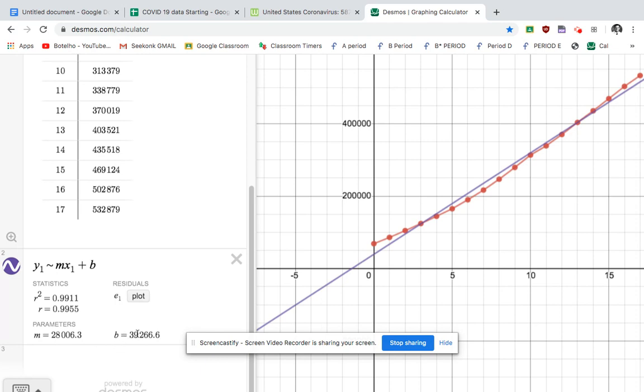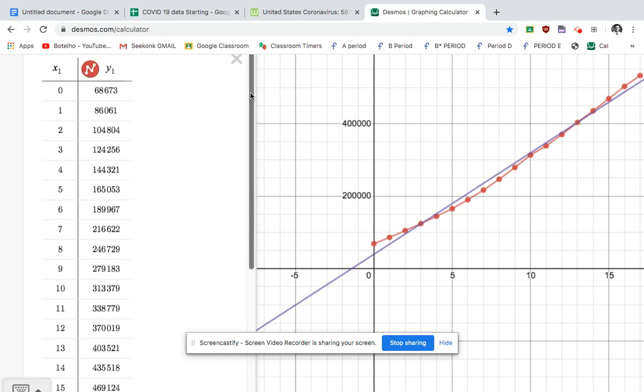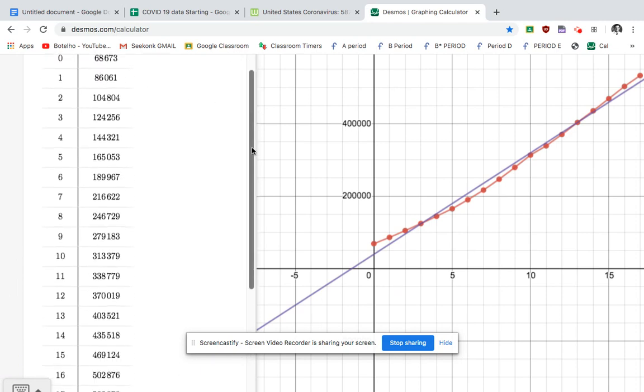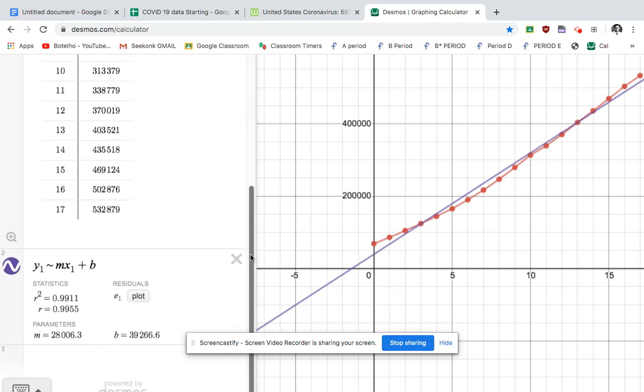Again, this is just a prediction based on the data that we put in, and it's saying that it started at 39,000. Of course, in the actual data we started at 68,000. But again, it's just modeling, taking the data and making an overall picture of this.